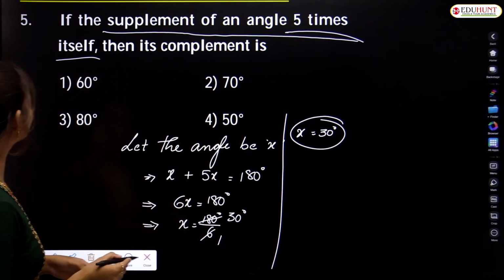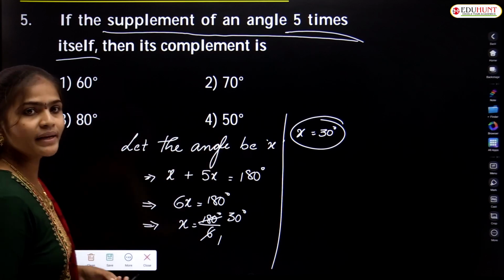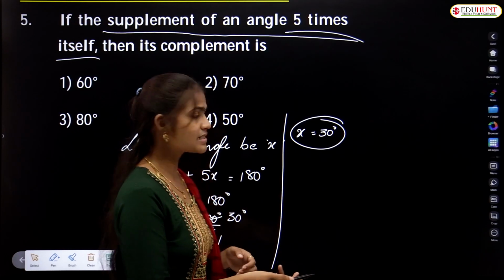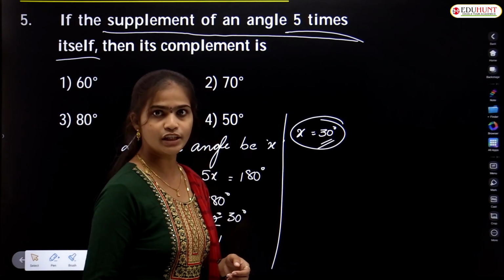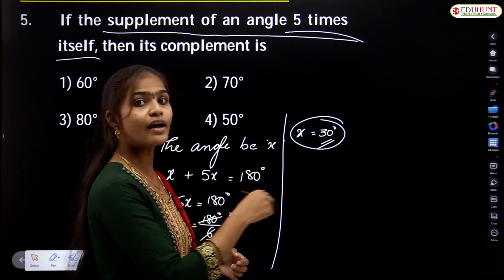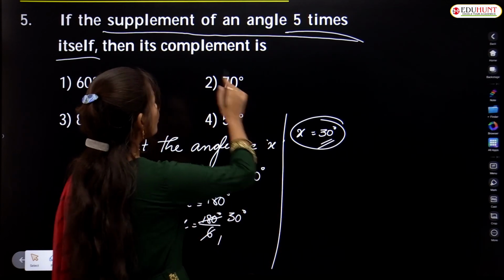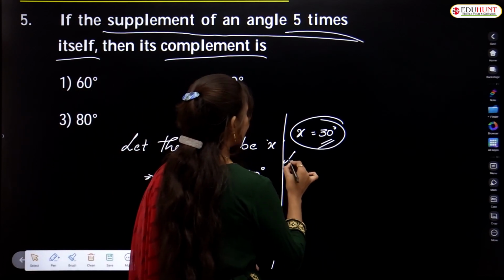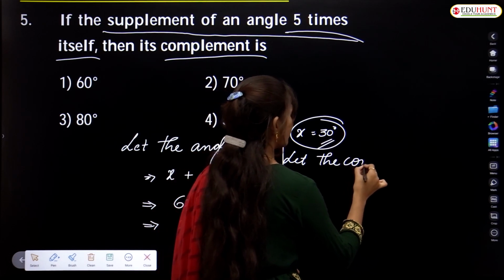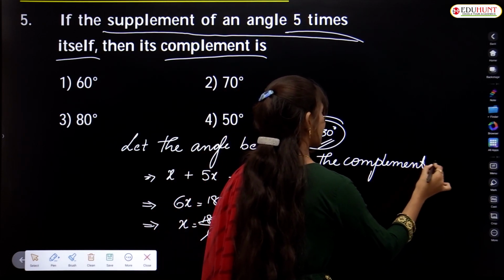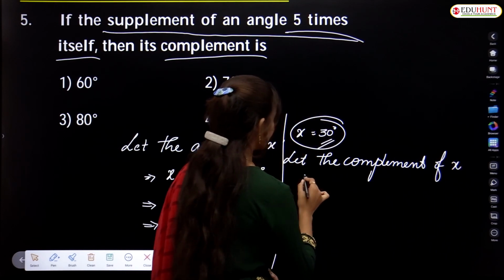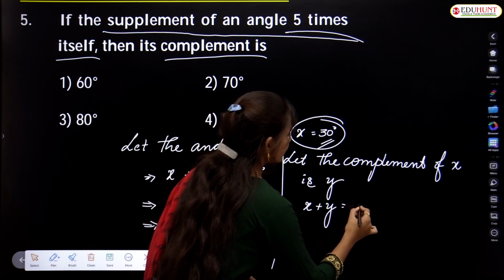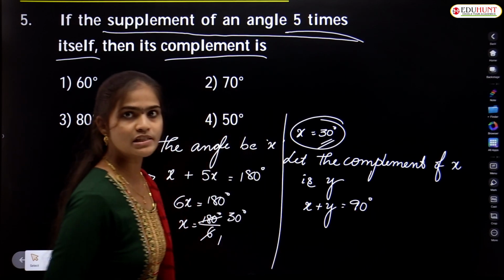Okay, now what are they asking here? Actually, what is the complement of that x? They gave the question that those two are supplementary angles. Now we got one of the angles. Now we have to find the complement of that angle. Complementary angles means the sum of two angles is equal to 90 degrees. So again, let the complement of x be some y. So x plus y is equal to 90 degrees, since they are complementary angles.